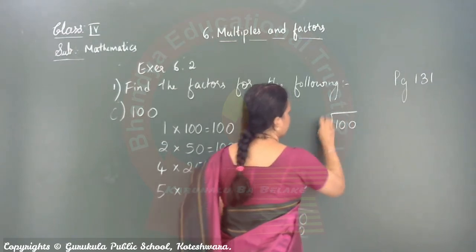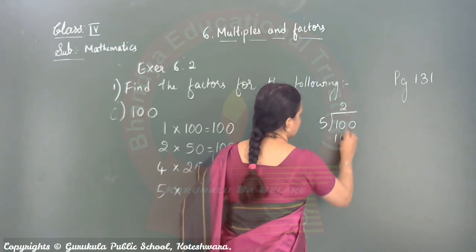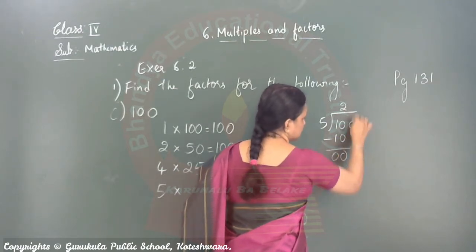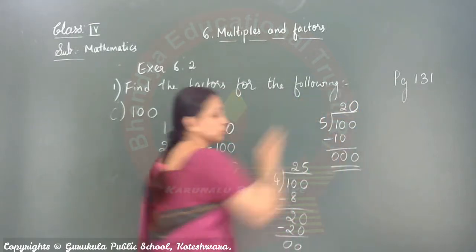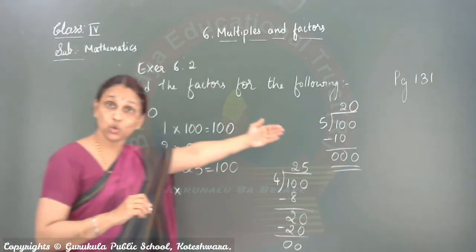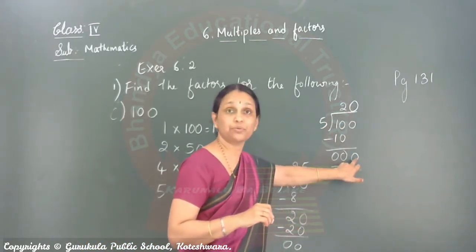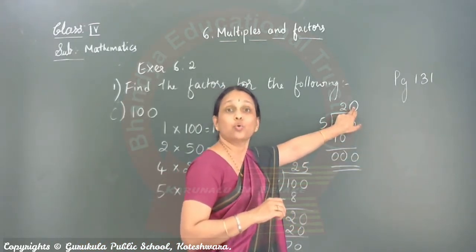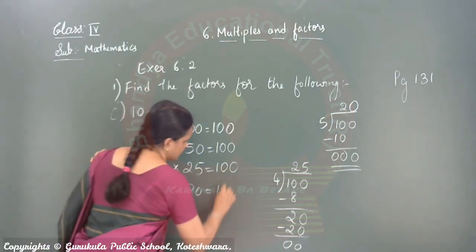By 5 you divide. Yes, 5 2s are 10. 0 you bring down. You cannot divide when you bring down 0. So put one 0 up in the quotient. I hope you remember this. When you bring down anything and you cannot divide, you have to put a 0 in the quotient. So 5 into 20 is 100.